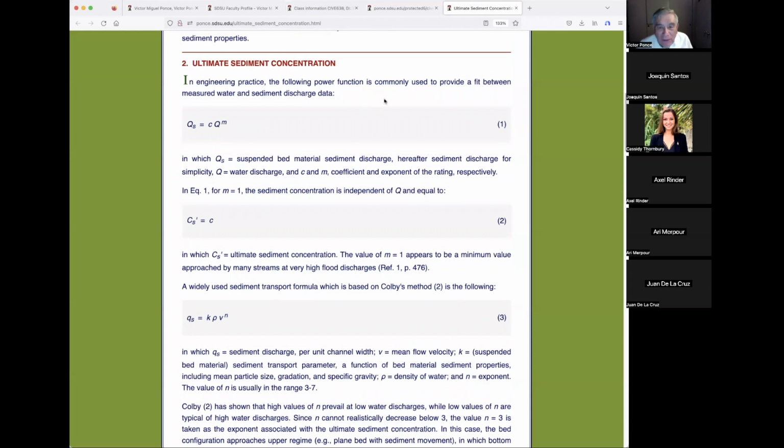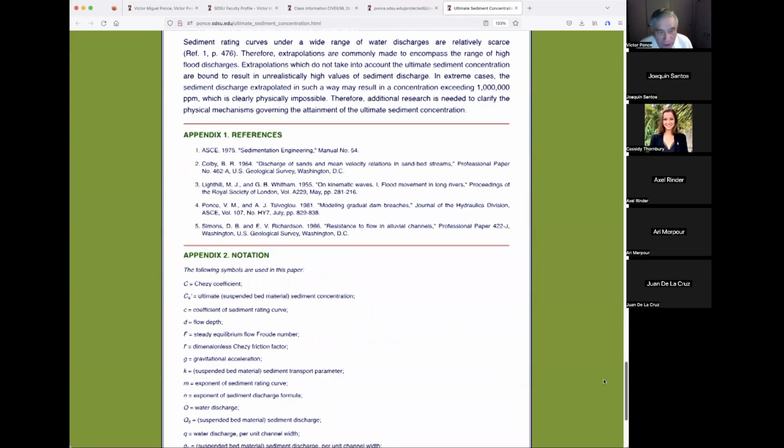The following power function is commonly used to provide a fit between measured water and sediment discharge, where the exponent has to be defined. For m equal 1, the sediment concentration is independent of Q and equal to C, the coefficient. The value of m equal 1 appears to be a minimum value approached by many streams at very high flood discharges. Reference 1, page 476. Which one is the reference 1? Well, let's take a look.